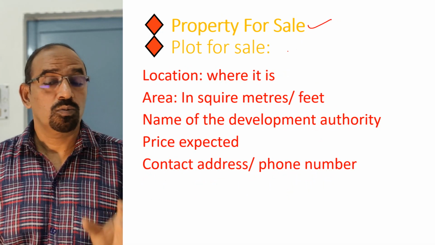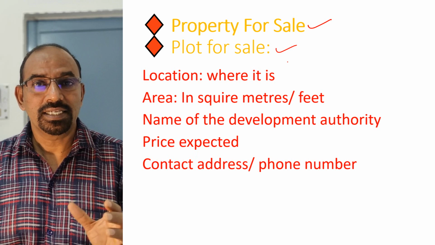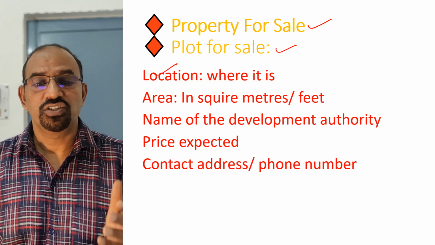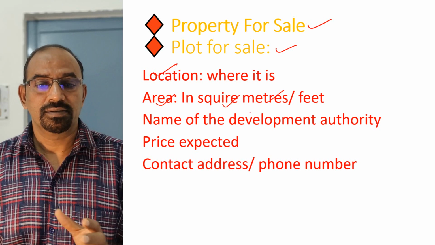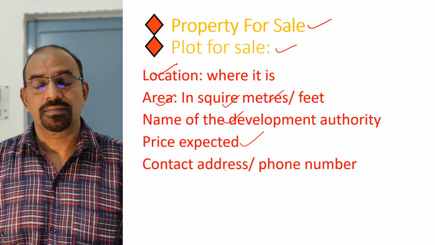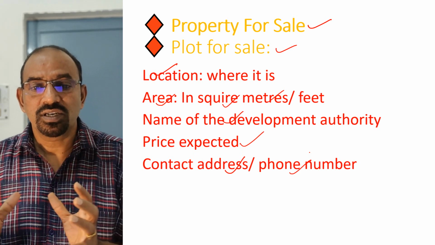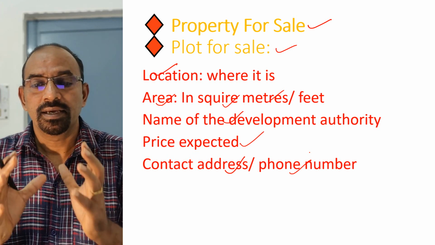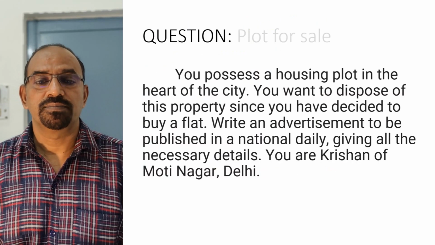Property for sale or plot for sale. For questions like this, what are the essential things we have to include in the classified advertisement? First, location, then area in square feet or square meters, name of the development authority, then price expected, then contact address or phone number. These are the minimum essential things that we should include in the plot for sale classified advertisements. Now let us check one question.